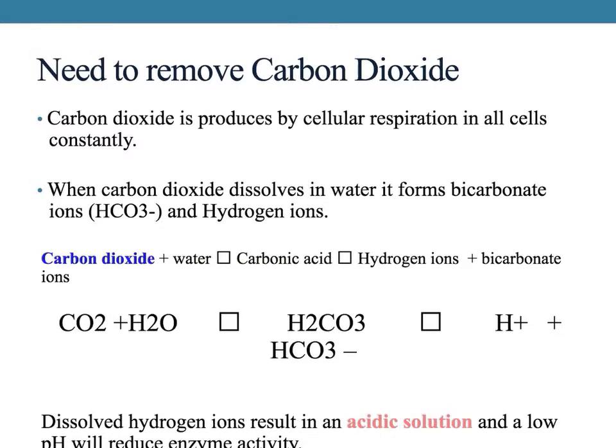Dissolved hydrogen ions result in an acidic solution, and a low pH will reduce enzyme activity. We're talking about needing to maintain pH in cells and in the whole body because pH affects enzyme activity. Carbon dioxide is going to affect your pH, so you need to remove it. It becomes a toxic waste product.